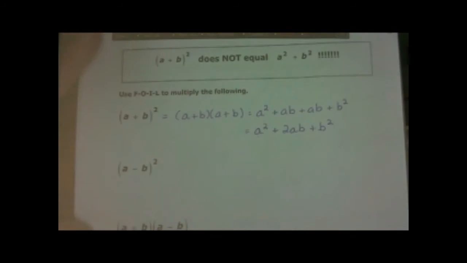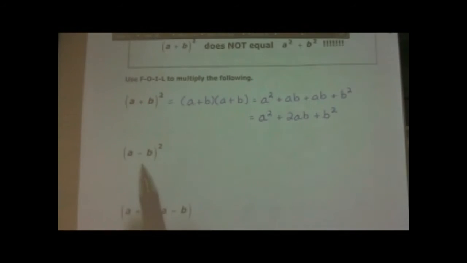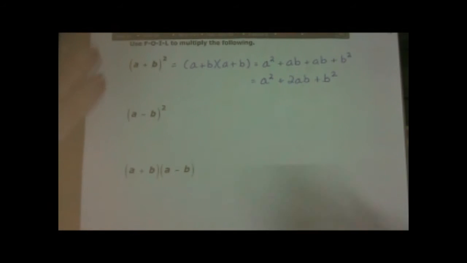And I know that some of you on some of our recent assignments had an expression like this and thought it was a squared plus b squared, but it is not. You're missing this middle part, very important part. All right? So let's do this example. A minus b quantity squared. This is a minus b times a minus b.